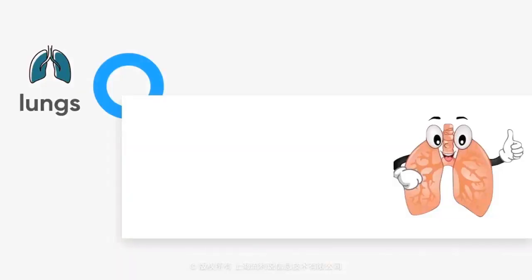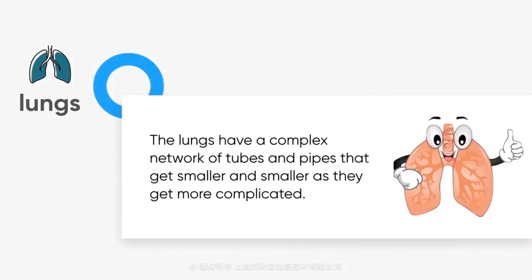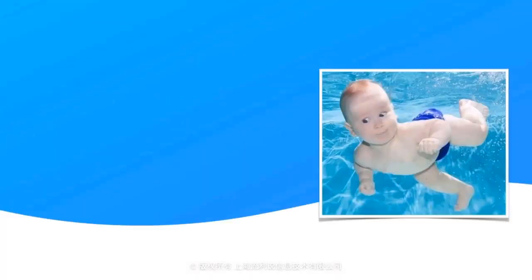The lungs are quite unique and interesting as well. The right lung is bigger than the left lung because of the position of the heart against it. The lungs have a complex network of tubes and pipes that get smaller and smaller as they get more complicated. The total surface area of all the tubes inside the human lung is equal to a tennis court.